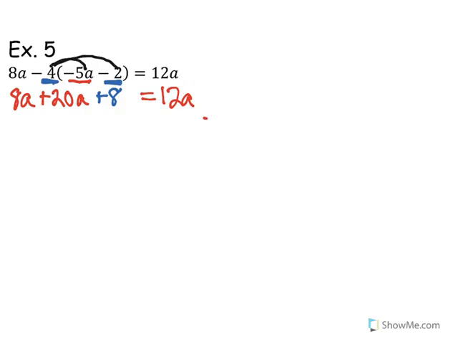Are there any like terms on the left that I can put together now? Look, they have the same variable. Like the same backpack, right? 8A plus 20A. 8 plus 20 equals 28A. Now the plus 8 is just going to stay there on its own, and the 12A just stays there on its own.